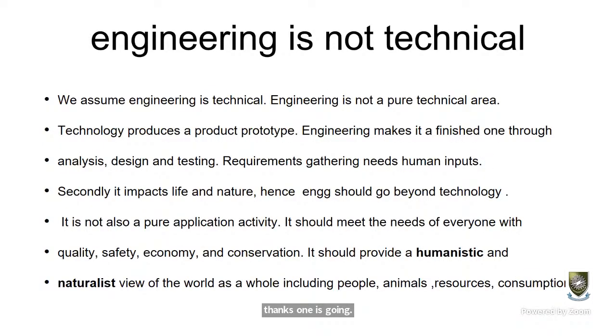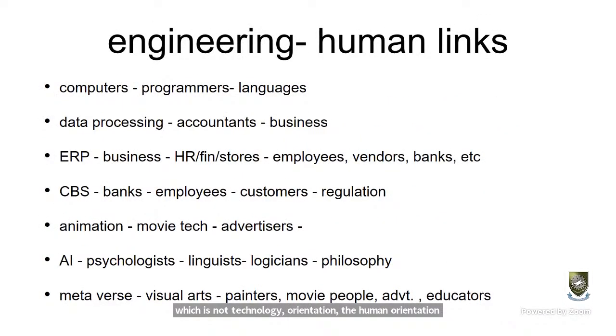As I said, engineering is not technical, so I would not go further in that. You can read it up, because engineering has lots of components like quality, economy, reliability. All these aspects do exist with engineering, which is not technology orientation. The human orientation comes in there. So I'm going to skip that.